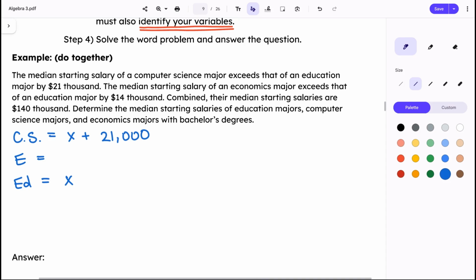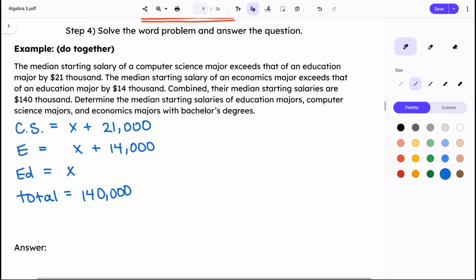What do they say the economics major does? Yeah, X plus 14,000, because it exceeds the education major by $14,000. The other thing that they tell me is that the combined salaries, so like the total, is 140,000. So I'm just going to write that down underneath it here. Total is 140,000.